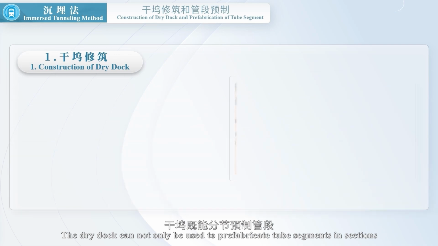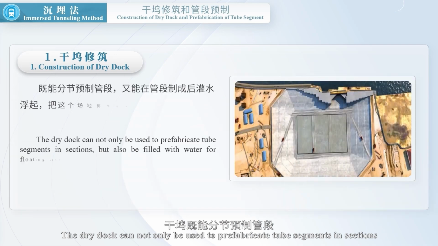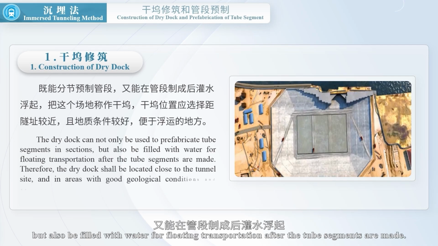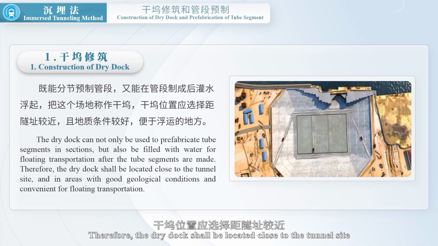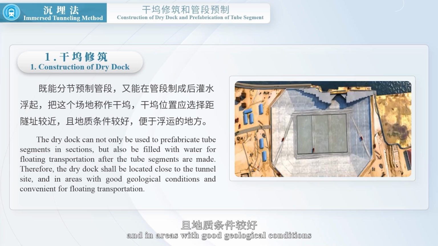The dry dock can not only be used to prefabricate tube segments in sections, but also be filled with water for floating transportation after the tube segments are made. Therefore, the dry dock shall be located close to the tunnel site, and in areas with good geological conditions, and convenient for floating transportation.